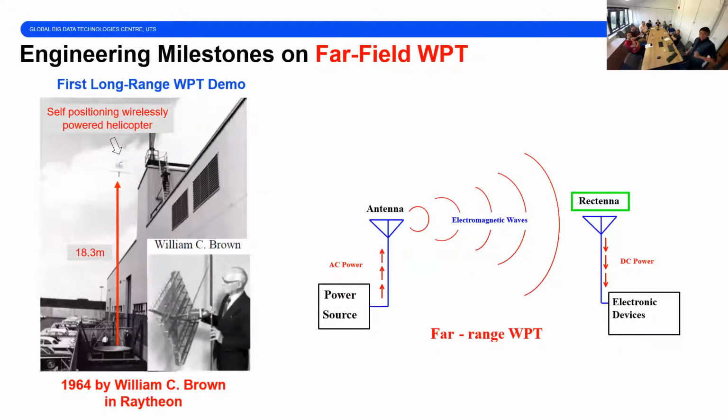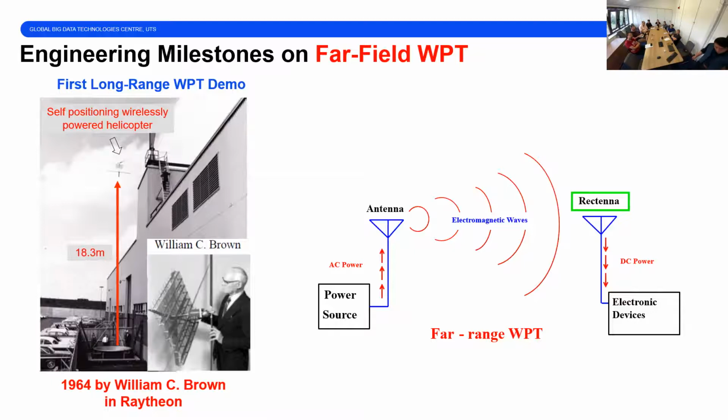So let's look at some engineering milestones on far-field WPT. This man is, I can say, the father of far-field WPT. He's William Brown. He was working at the Raytheon company, and in 1964 he invented the device that is essential for far-field WPT: the Rectenna. A Rectenna is an antenna integrated with a rectifier circuit. It can capture the electromagnetic wave, convert it into DC power, and power up the following cascaded electronic devices.